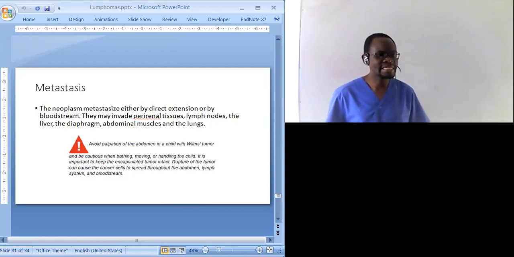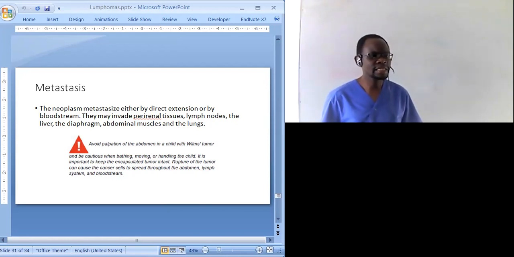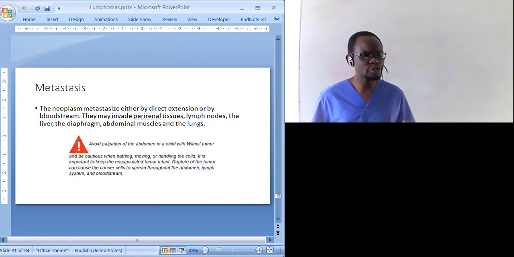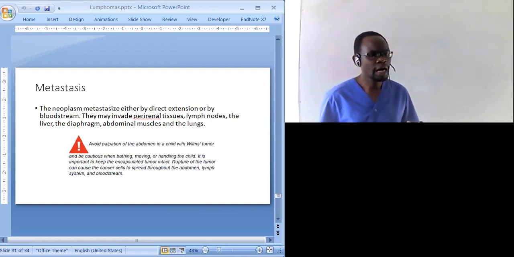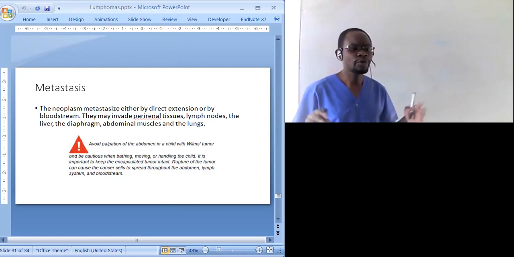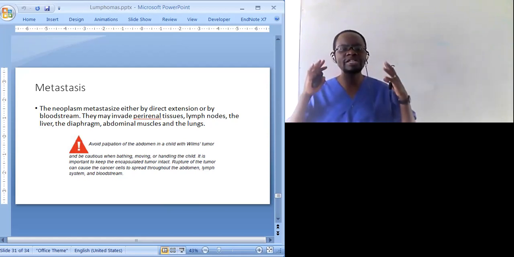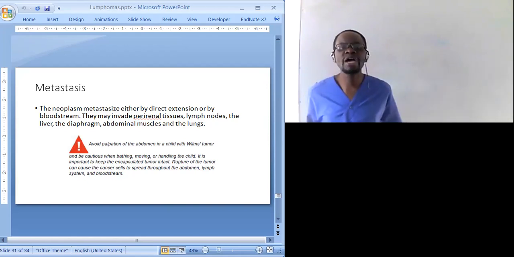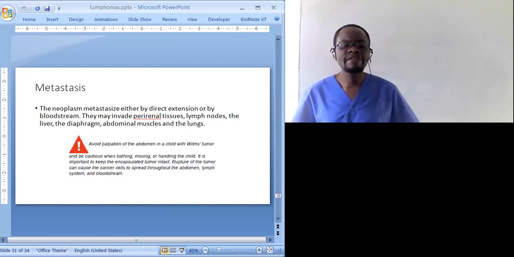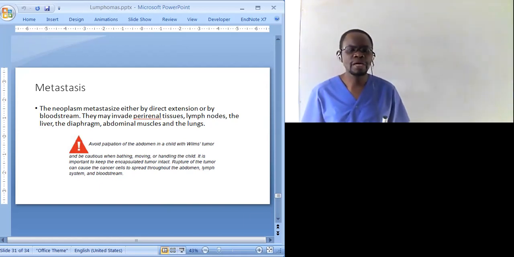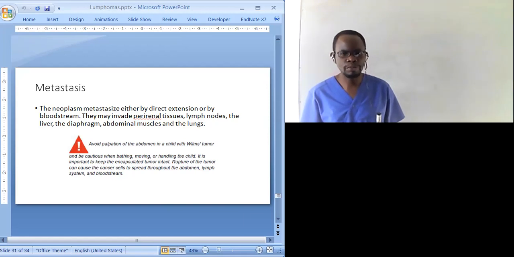Now, as a caution, especially to the nurses, it is very important to prevent over palpation. Usually we place a mark on the bed of the patient, do not palpate, because we don't want to risk metastasis. So if we have confirmed that this is Wilms tumor, then we restrict palpation as much as possible.